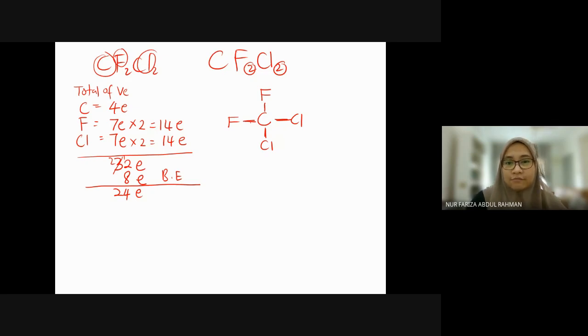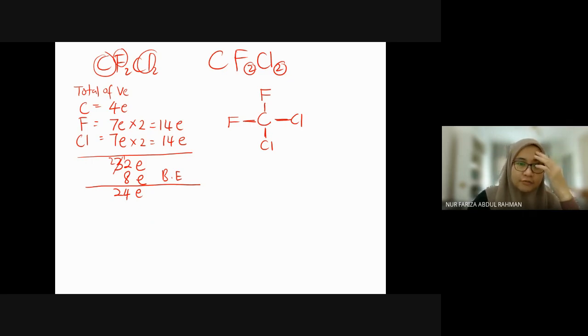Okay, kita dah ada bond. Next, kita kena distribute to the terminal atom. Kita kena octetkan the terminal atom. We have to make sure that all the terminal atoms must achieve octet. There's no hydrogen, that means tak ada duplet lah. So all of them must achieve octet.